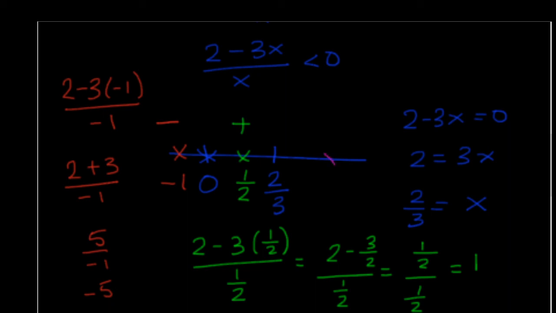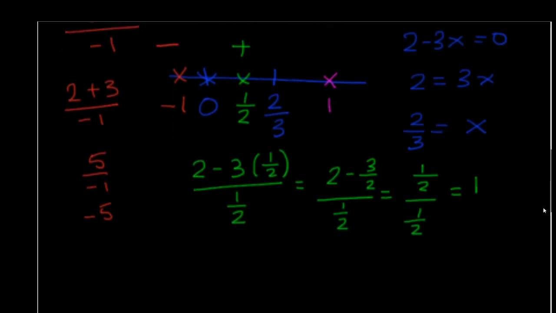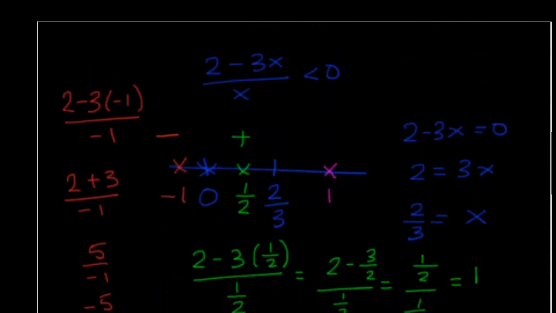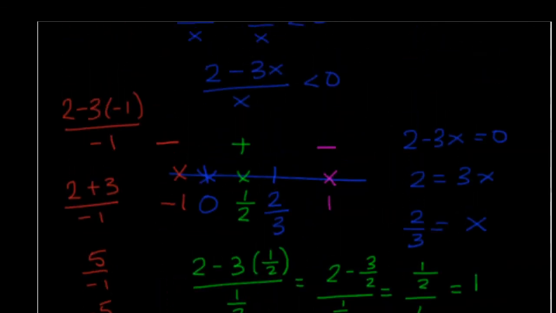And then finally, we can pick a point outside of 2/3. We can just say 1. So let's plug in 1 into our inequality. We'll get 2 minus 3 times 1 over 1. We get 2 minus 3 over 1, and that's -1. So that means here it's going to be negative.